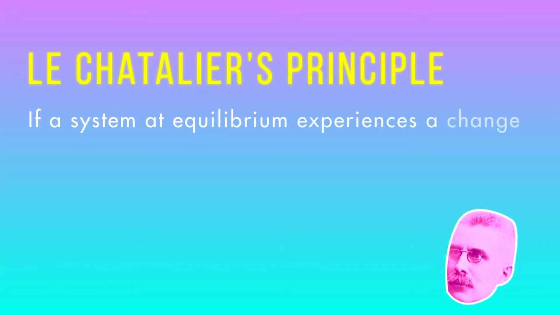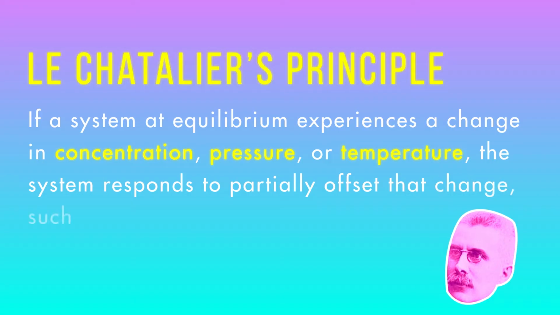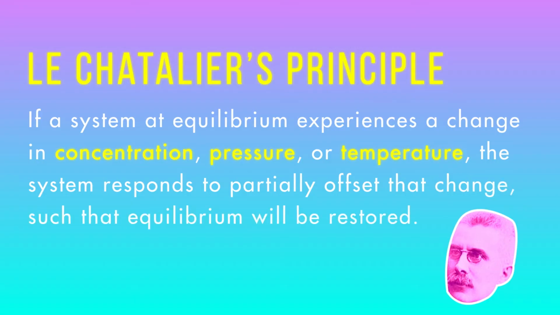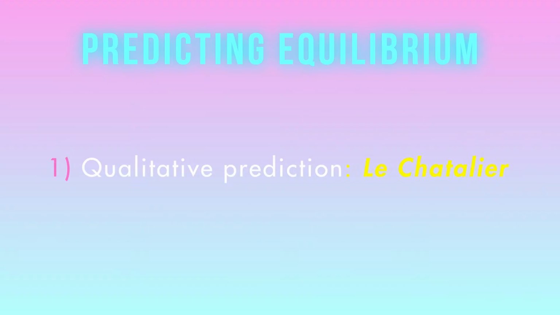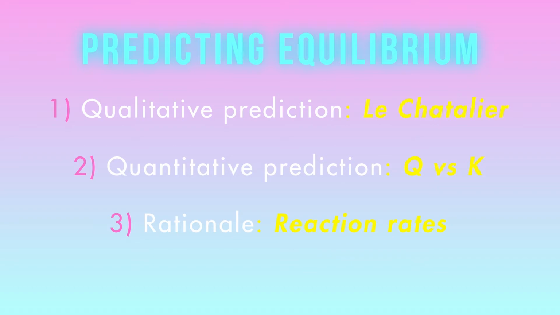Le Chatelier's principle can be summarized like this. If a system at equilibrium experiences a change in concentration, pressure, or temperature, the system responds to partially offset that change such that the equilibrium will be restored. We need to look in turn at how each of these three things can affect a system at equilibrium. For each one, first we'll use Le Chatelier's principle to qualitatively predict that result. Then we'll analyze reaction quotient Q to quantitatively confirm that prediction. And finally, we can use reaction rates to explain the result.